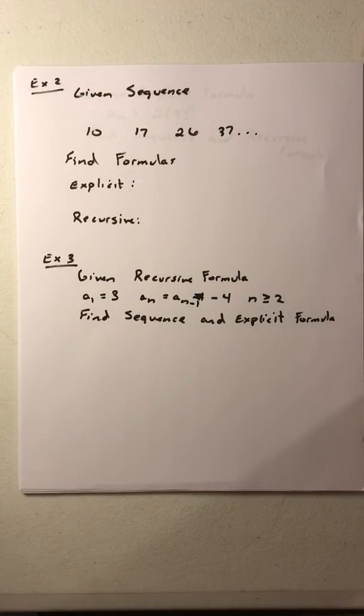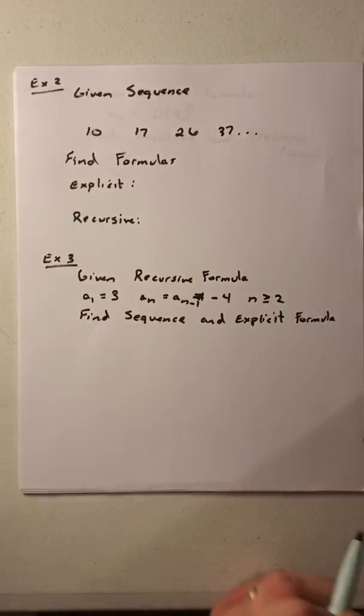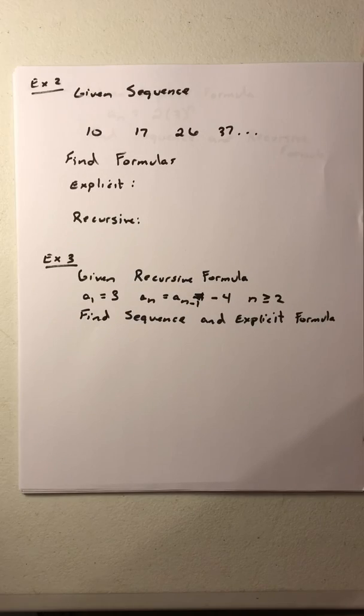So my explicit formula is a of n equals 7n minus 6. In example 2, we're going to give the sequence of 10, 17, 26, 37, so on and so forth. And we're going to ask the formulas for the explicit and recursive.